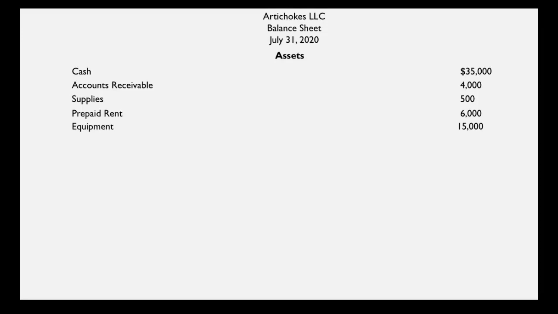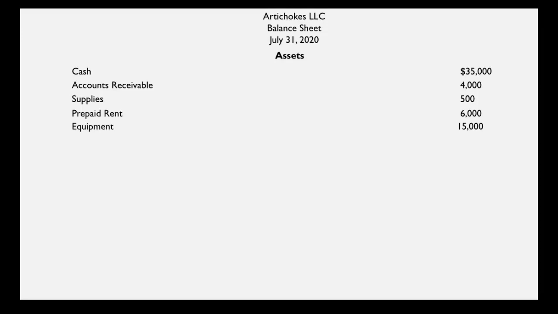Now, the good news is we already have that trial balance that we made, right? So we've already listed out all of our accounts and their balances. We also already listed out our assets in order of liquidity. And you will want to show your assets on a balance sheet in the order of liquidity. So the first one, we're going to list out our cash, right? Because cash is already cash, so it's the most liquid. After cash is our accounts receivable, then our supplies, then prepaid rent, and then equipment. Right, so we have all of our assets listed out in order of liquidity here.